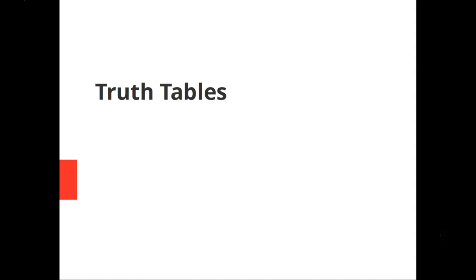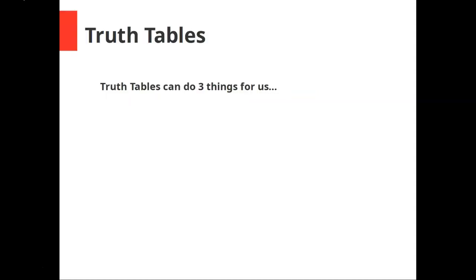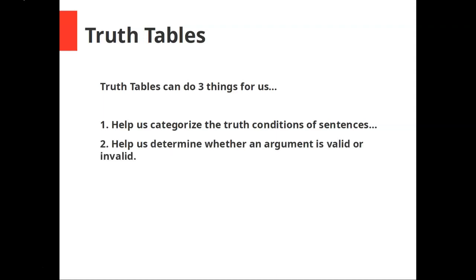This video is on truth tables. It is part 2 of 3. I will link the first video in the description of this video. So we said last time in that video that truth tables can do 3 things for us. They can help us categorize the truth conditions of sentences. And in this video, as we will see, they can help us determine whether an argument is valid or invalid.